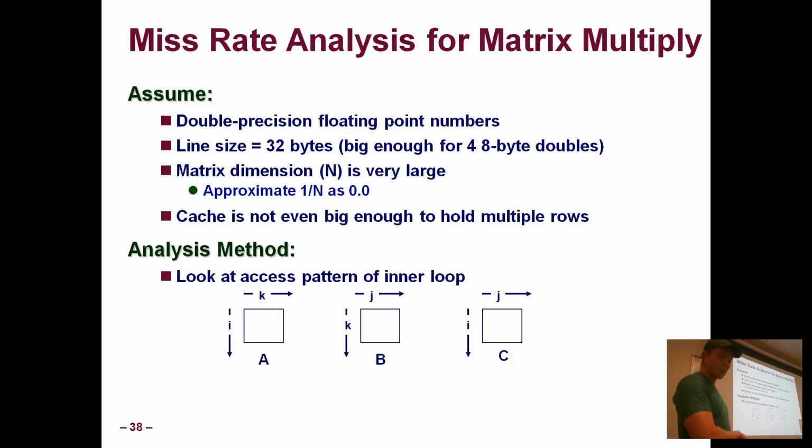Then we're going to look at the access pattern of the inner loop. What I have shown you are rows of A being multiplied by columns of B, and then producing the individual elements of C.